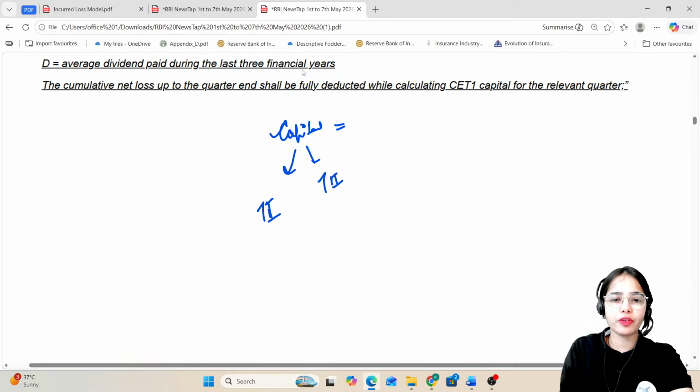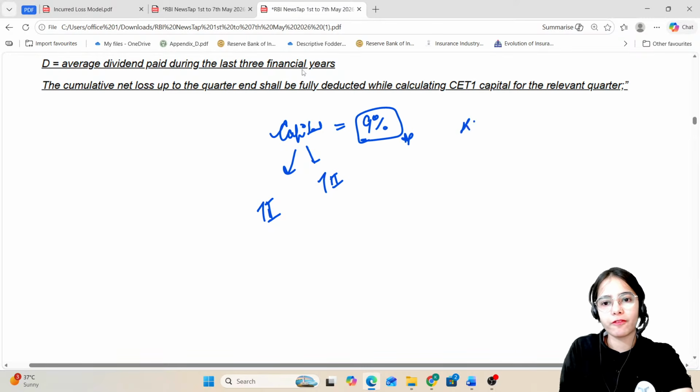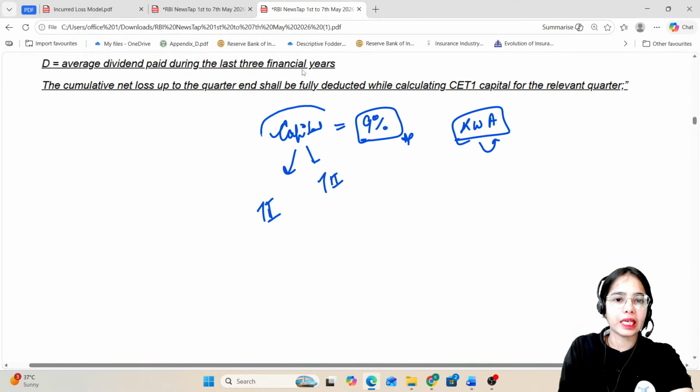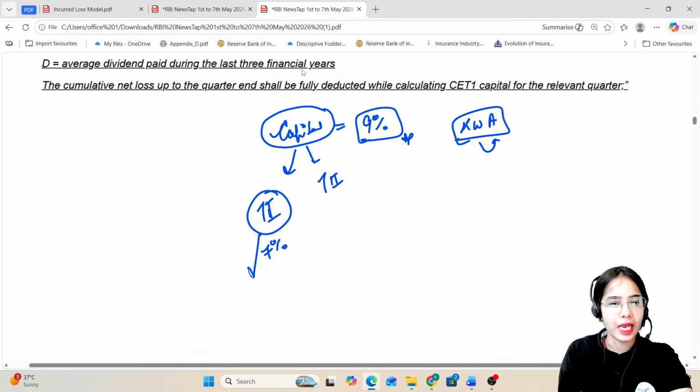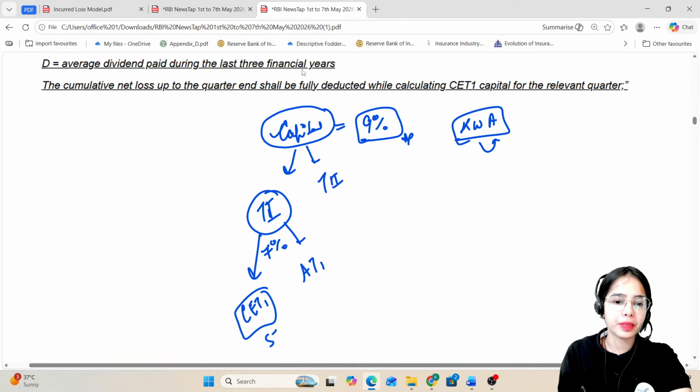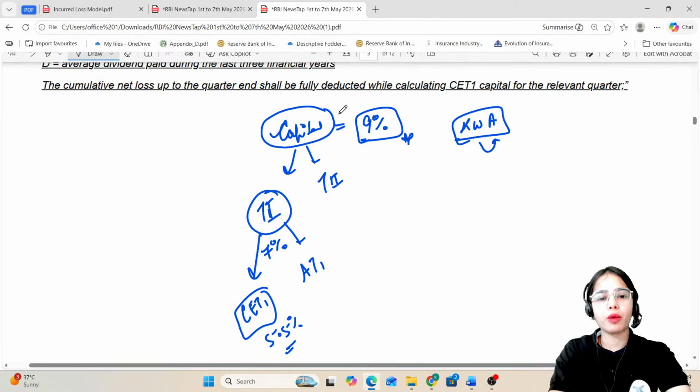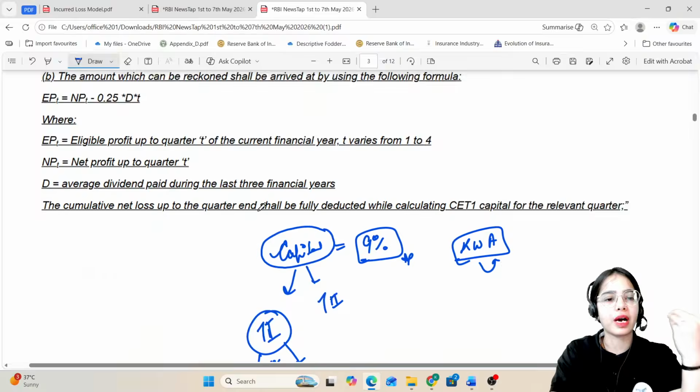The banks have to maintain capital of 9% against the risk weighted assets, the risky assets. Of this, the tier 1 capital that the banks have to maintain is 7%. Under tier 1 capital, there is common equity tier 1 capital and additional tier 1 capital. The common equity tier 1 capital that commercial banks have to maintain is 5.5%.